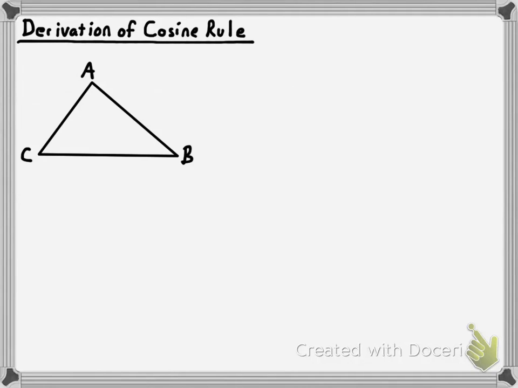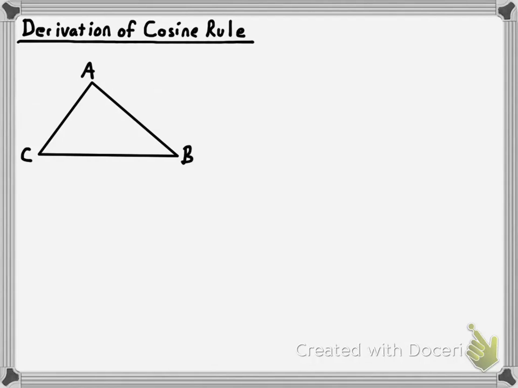So first thing I actually want to do is go through a derivation of the cosine rule, because the cosine rule itself is a complicated looking formula that you have no chance of understanding unless you see where it comes from. You could use it, okay, but I want you to see where it comes from so you understand why it works.